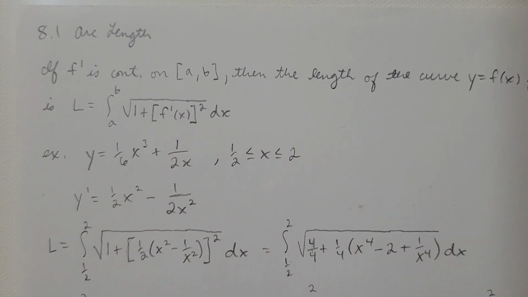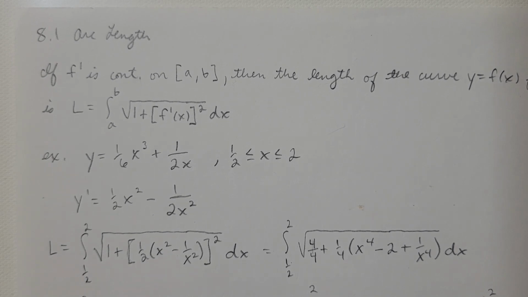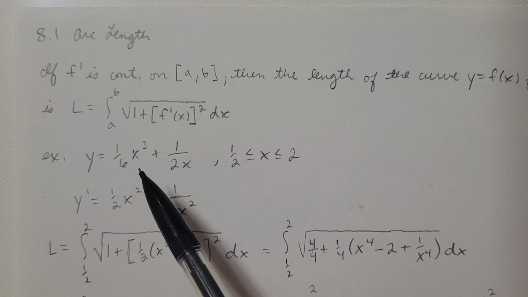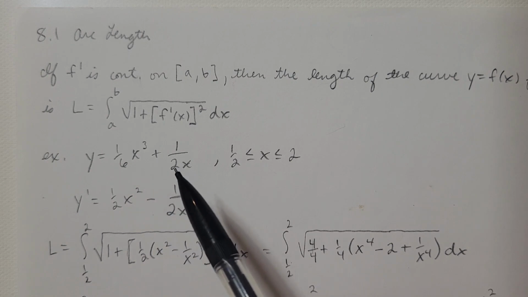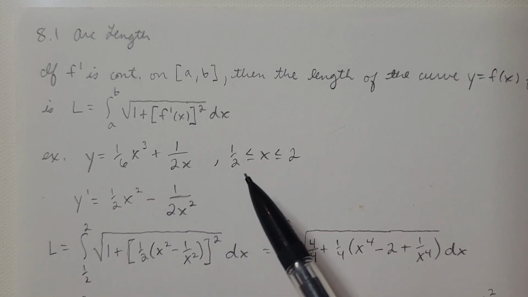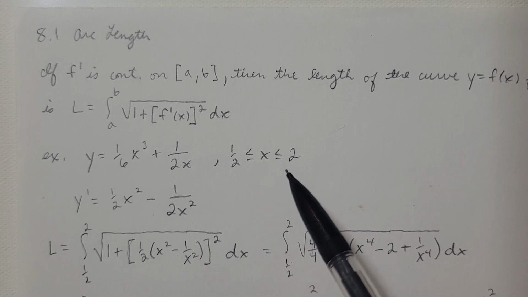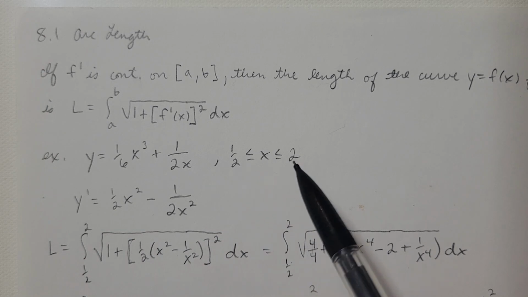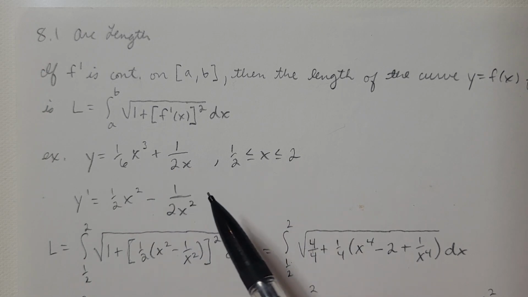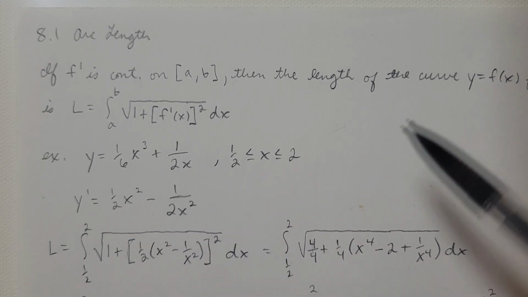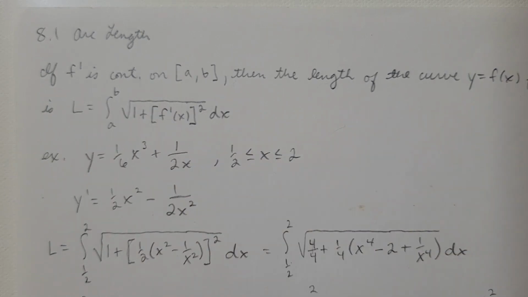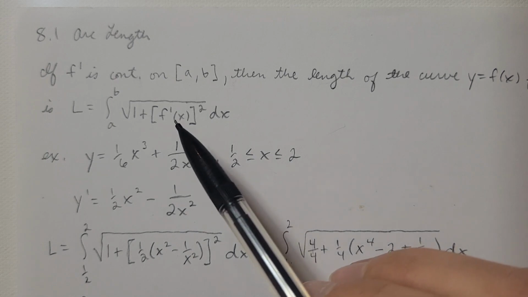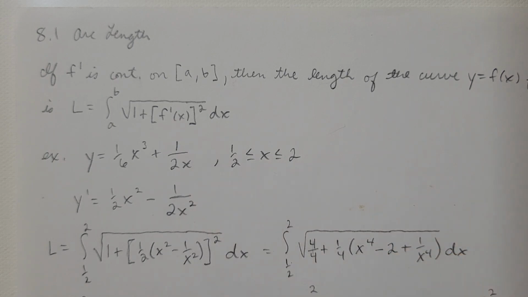Okay, so as an example, what if we have the function y equals 1/6 x cubed plus 1 over 2x, where x is going from 1/2 to 2. So I want to find the length of this curve from 1/2 to 2. Now, this is not a line, right? So it is a curve. This is the formula that I got to use, okay? I'm going to have to know y prime, because that's involved in the integrand.